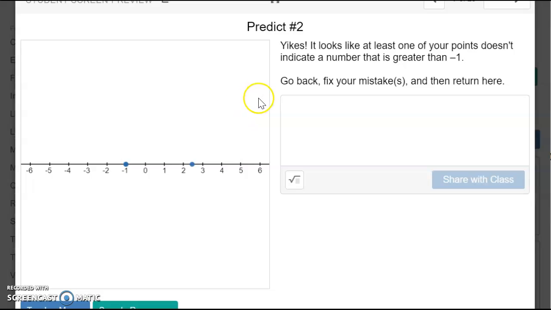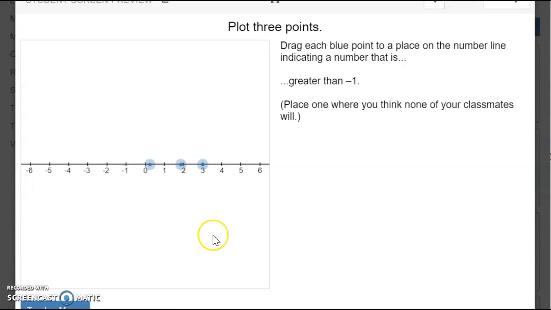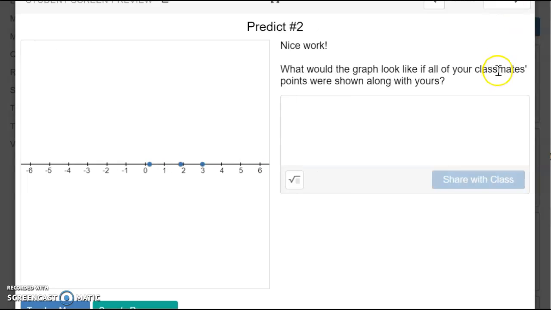Yikes, it looks like at least one of your points doesn't indicate a number that is greater than 1. Go back, fix your mistake, and then return there. I think that is a mistake. Actually, that was not a mistake. There were 3 points that I just did not do. I just moved one of the points. That's why. Alright, then card number 7.